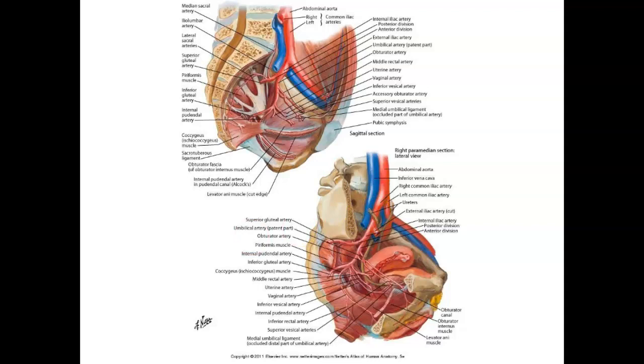And then the next one off would be that internal pudendal artery, which we've seen before, coming down here, giving branches to the inferior gluteal artery.